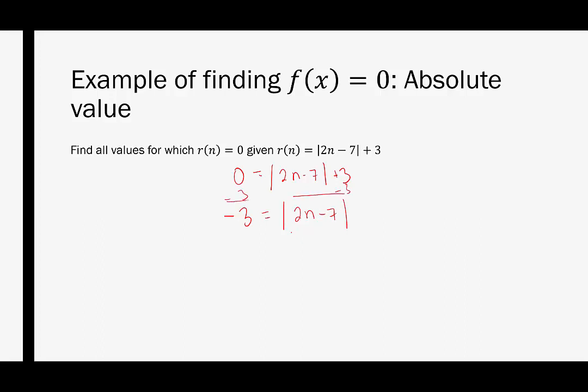So now we want to think about this. So we have an absolute value equal to something negative. Absolute value is non-negative. So we have a contradiction here. This indicates to us that there are no zeros. There are no zeros to this function. We have to be super careful about that.